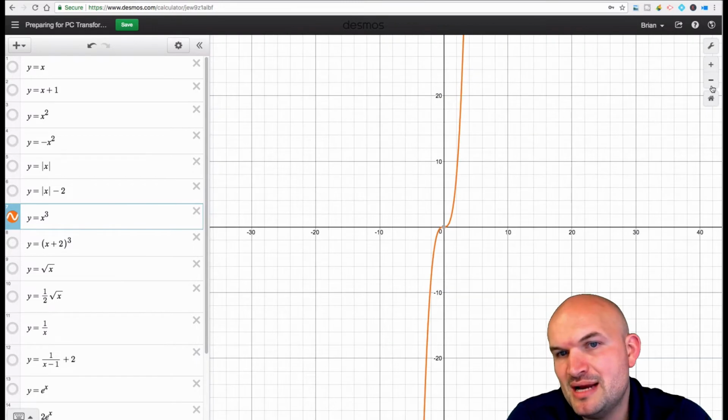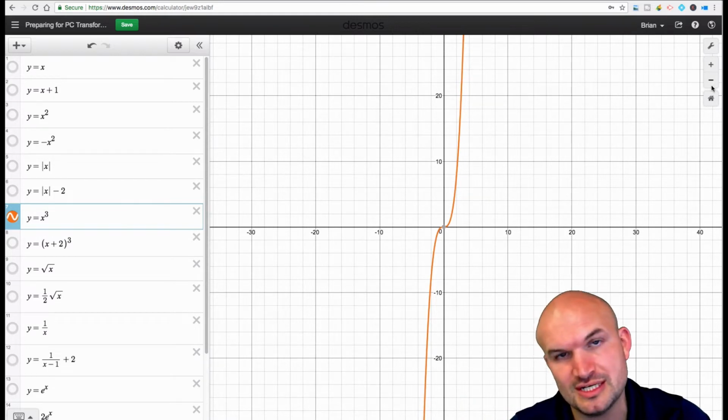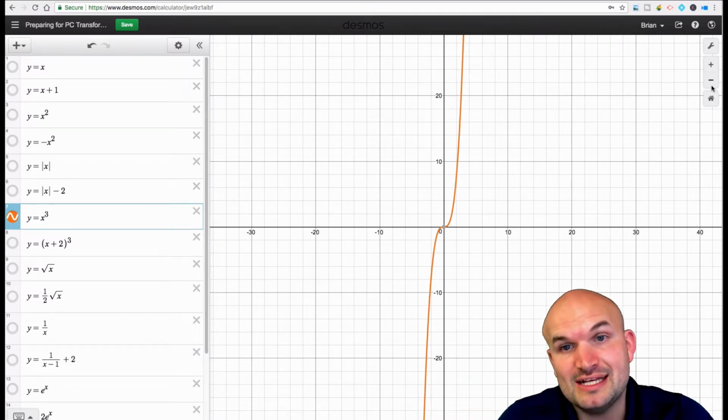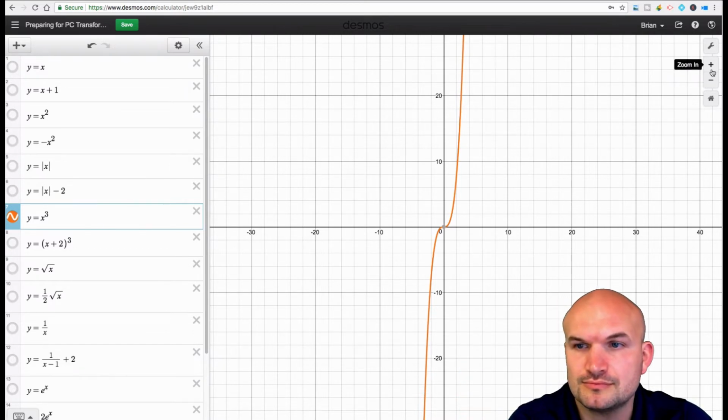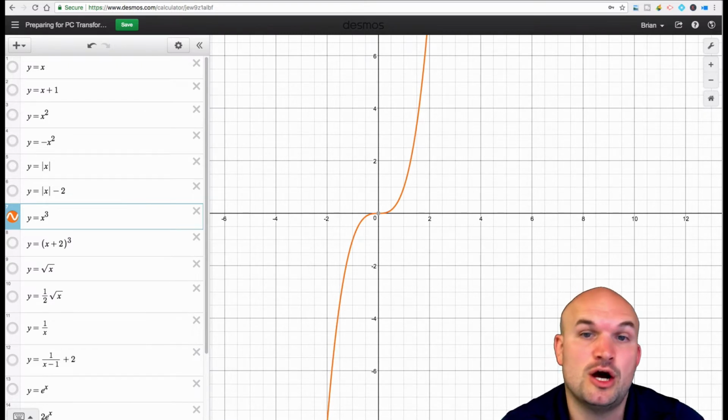If I keep on zooming out, you can see that this graph is going to continue expanding left and right, so therefore the domain is unrestricted. And you can see it's also going to be expanding up and down, so therefore the range is going to be unrestricted as well. So therefore the domain and range of that function of x cubed is going to be all real numbers for both.